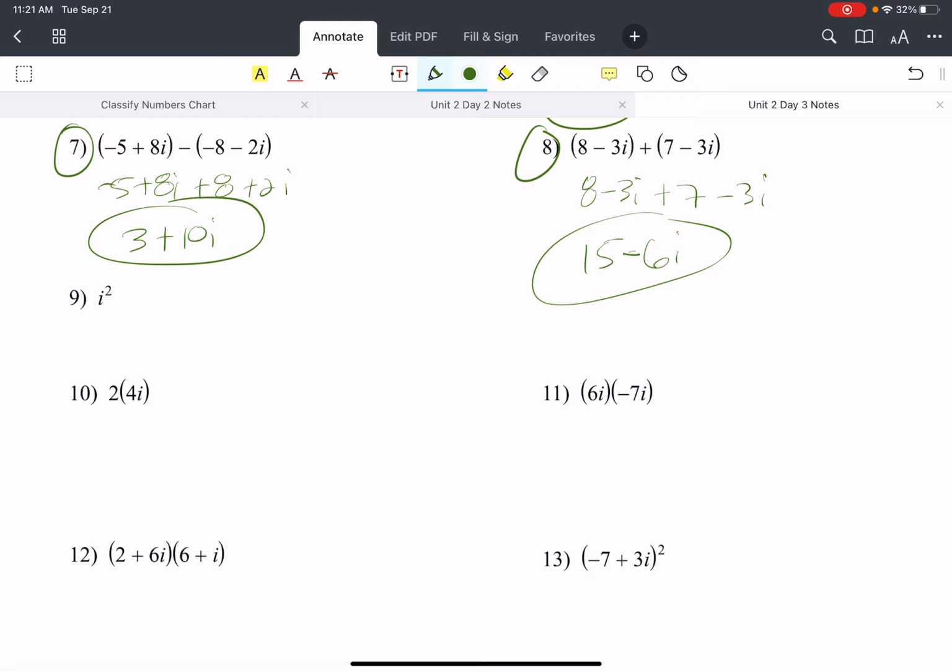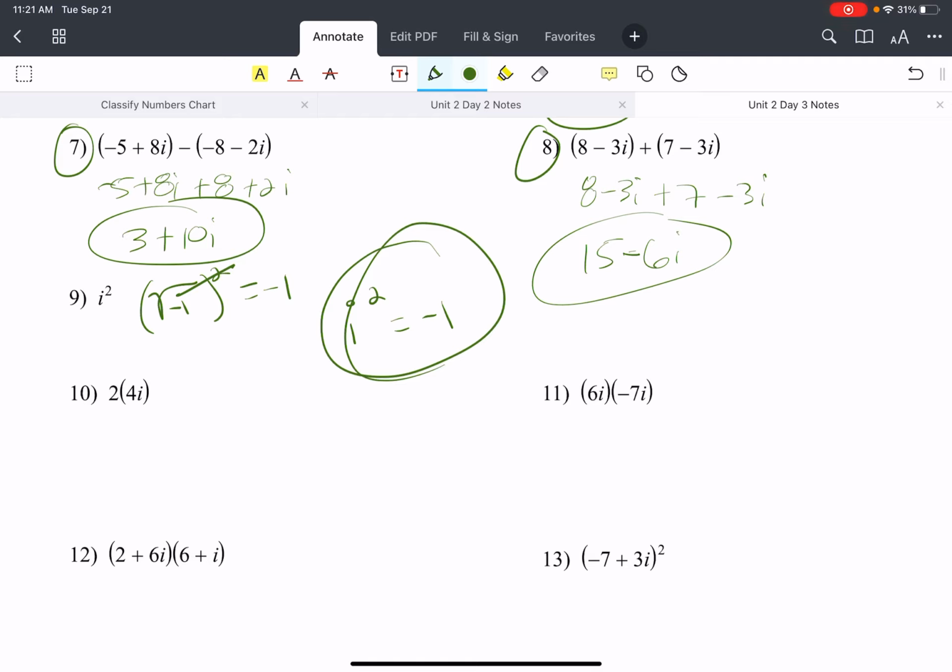Okay, so now, last thing. The square root of negative 1 is i. So if I have the square root of negative 1 times itself, that's my i squared, and these cancel. So i squared is negative 1. We're going to need that when we multiply.